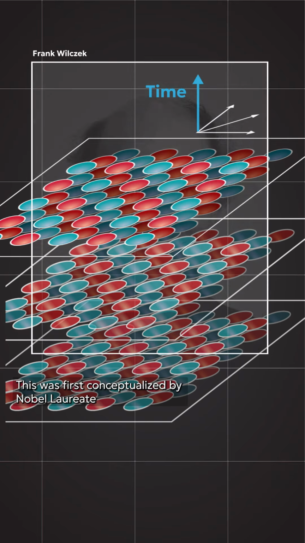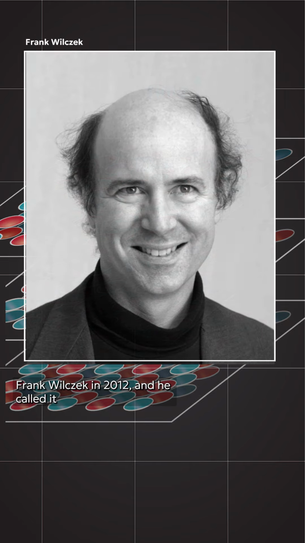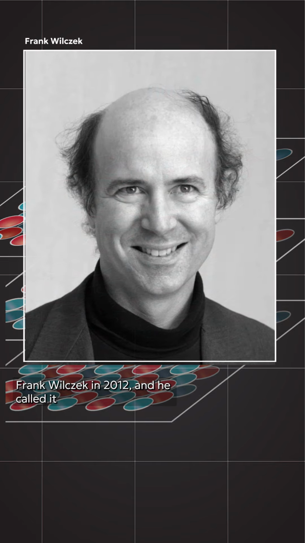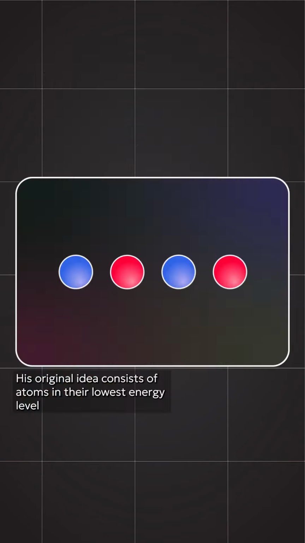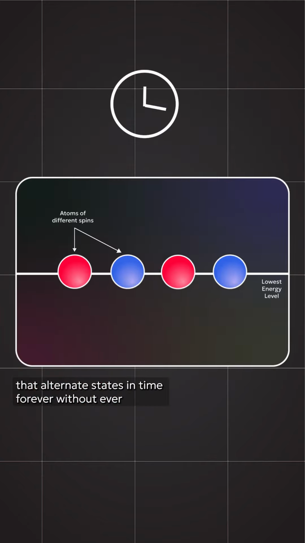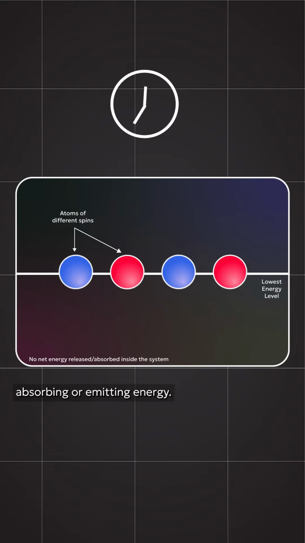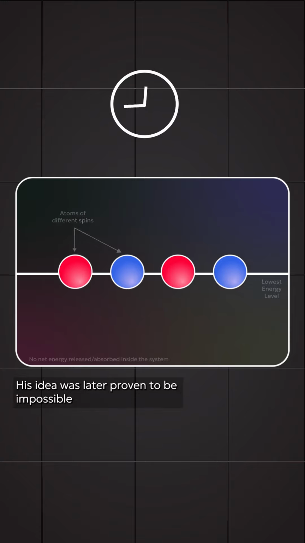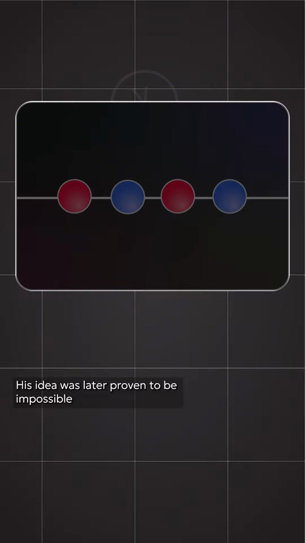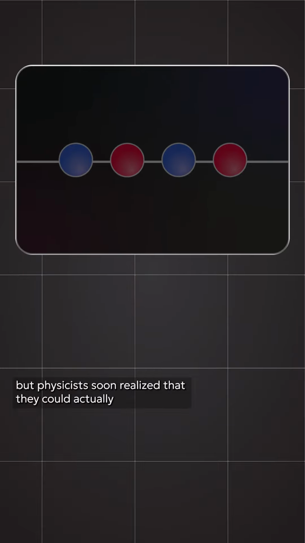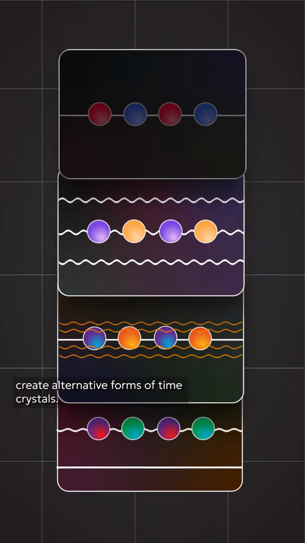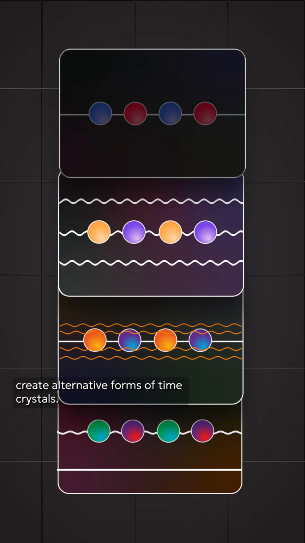This was first conceptualized by Nobel laureate Frank Wilczek in 2012, and he called it time crystals. His original idea consists of atoms in their lowest energy level that alternate states in time forever without ever absorbing or emitting energy. His idea was later proven to be impossible, but physicists soon realized that they could actually create alternative forms of time crystals.